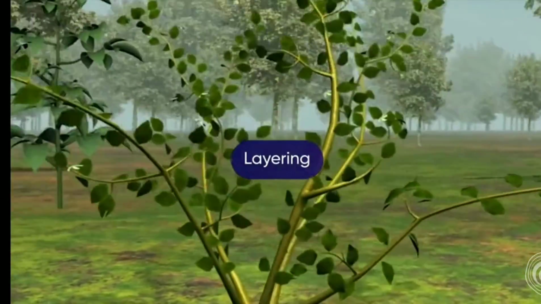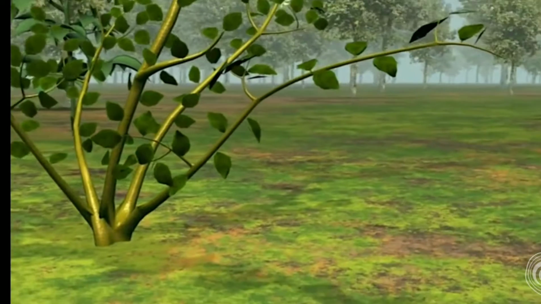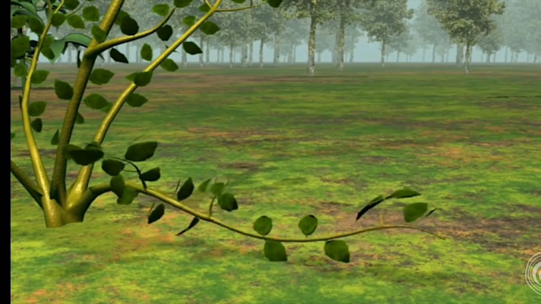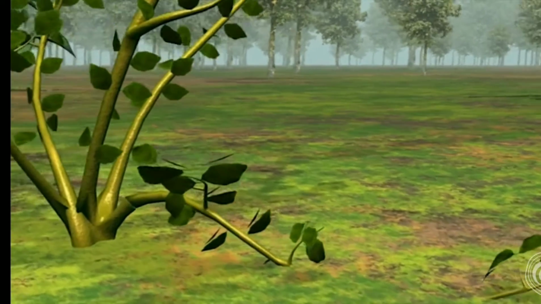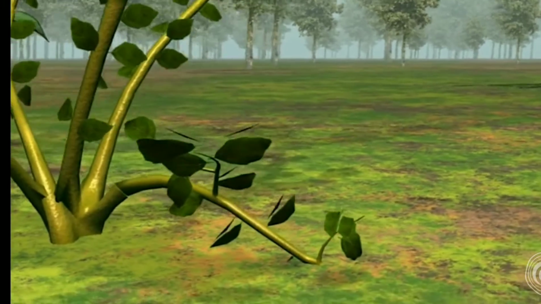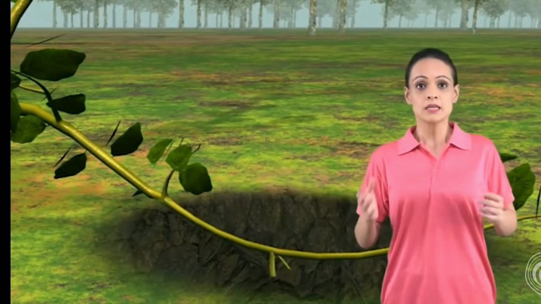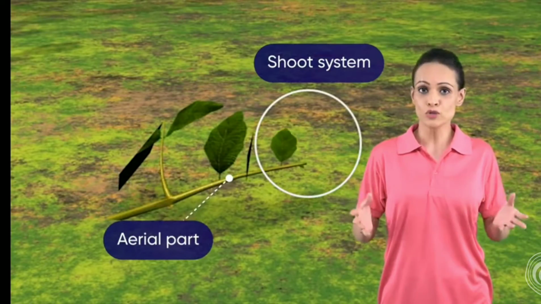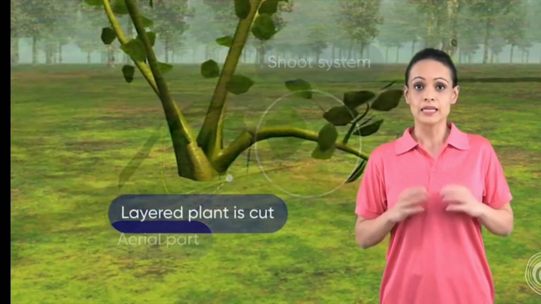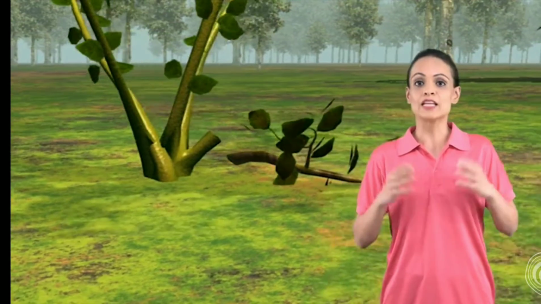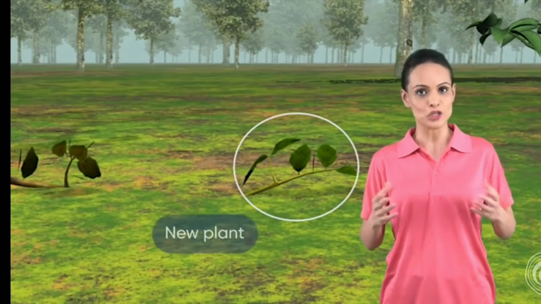Layering. In a jasmine plant, a part of a long branch close to the ground is bent and buried in the soil, while it is still attached to the parent plant. After some time, the buried part develops root and the aerial part develops a new shoot system. Then the layered plant is cut off from the parent plant and it grows into an independent new plant.